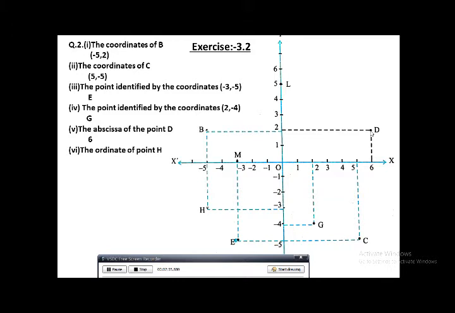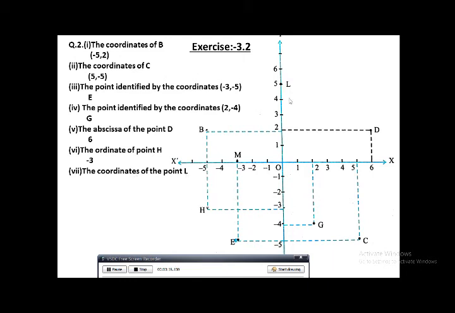Now the ordinate of point H. Where is point H? This one. The abscissa, where it meets the x-axis, is minus 5, and the ordinate, where it meets the y-axis, is minus 3. We have to find only the ordinate. So the ordinate will be minus 3. Clear?